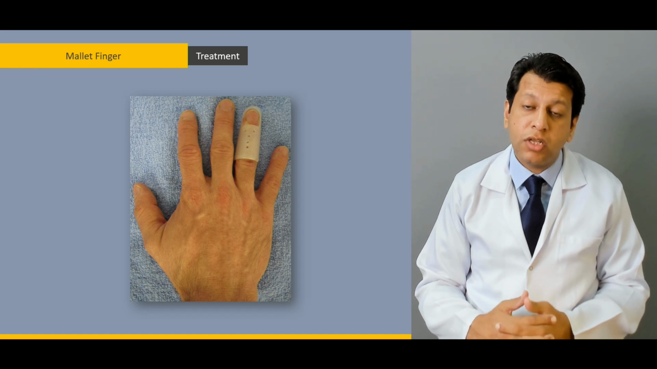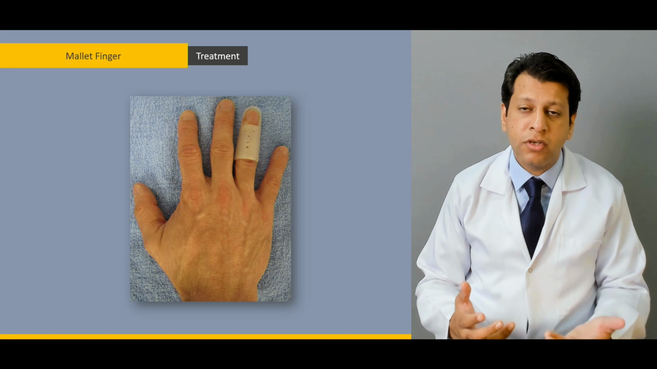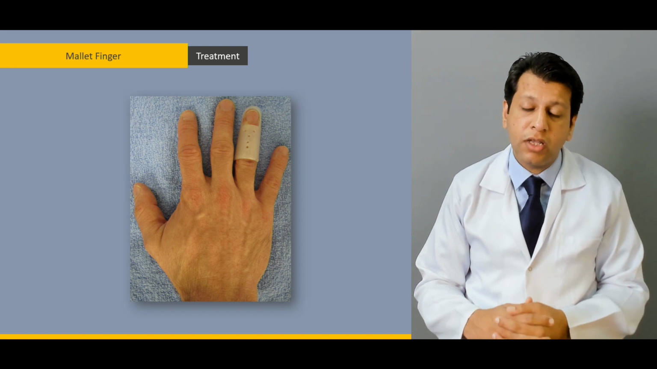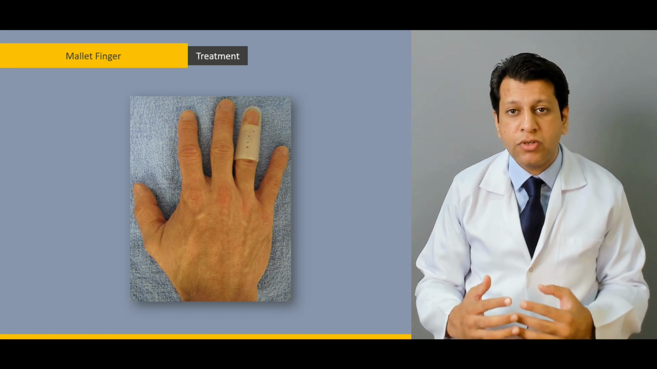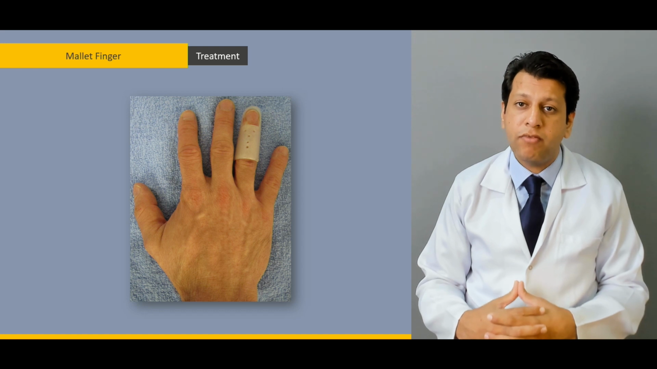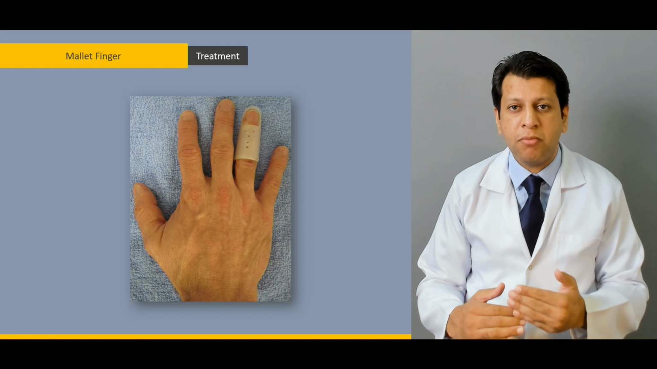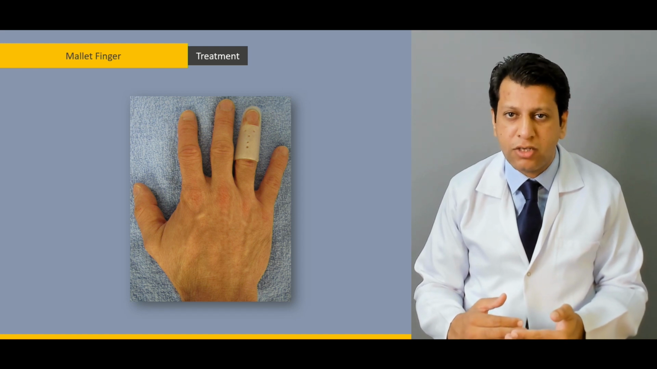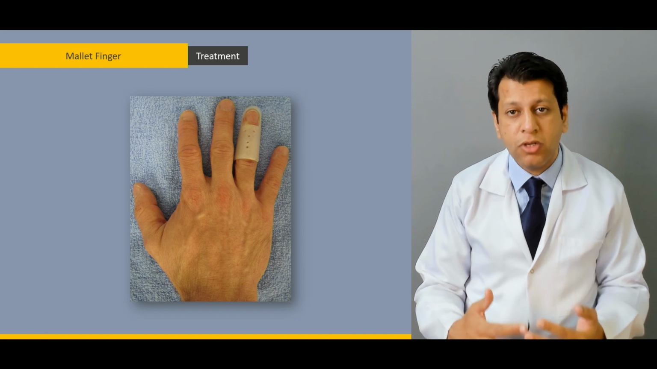Now if it's a chronic injury, for example this was a missed injury and a patient presents after 2 to 3 weeks, then we can go for surgery straight away and go for extensor tendon repair or a graft, so that one slip can be actually used as a graft and attached to the other slip, and the extension mechanism, the tendon mechanism, can be restored.